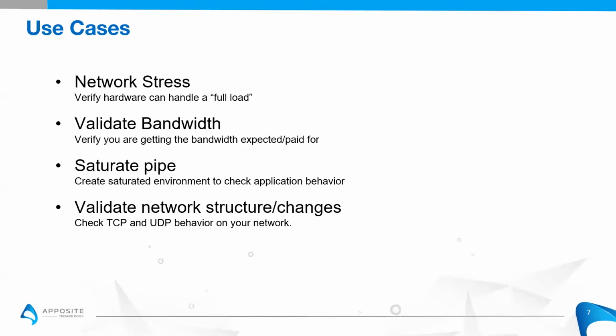The other thing you can do is use it to validate network structures or changes. Did you make some big routing changes on your network? Maybe you switched from OSPF to BGP. Did something change on your SD-WAN network? You can use the TrafficJam to validate that your routing is up and running and working correctly.